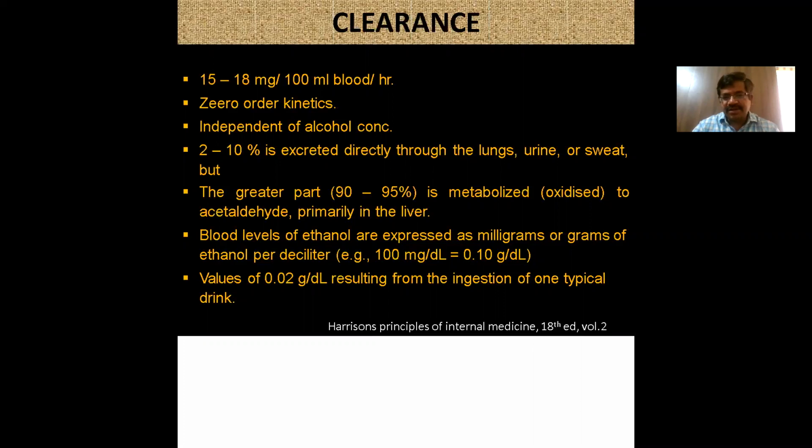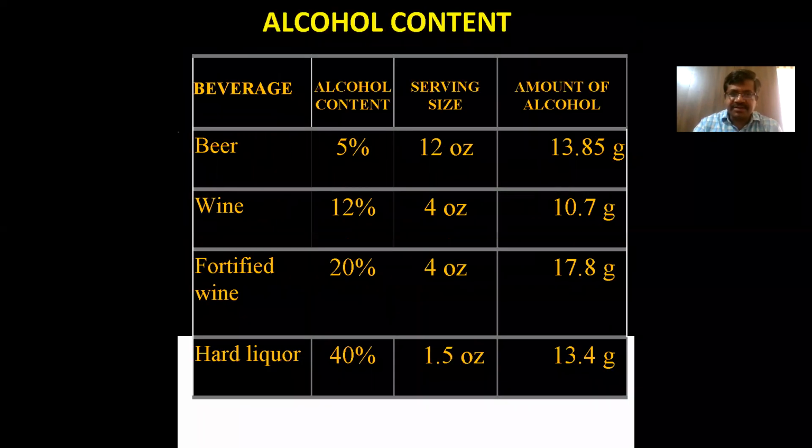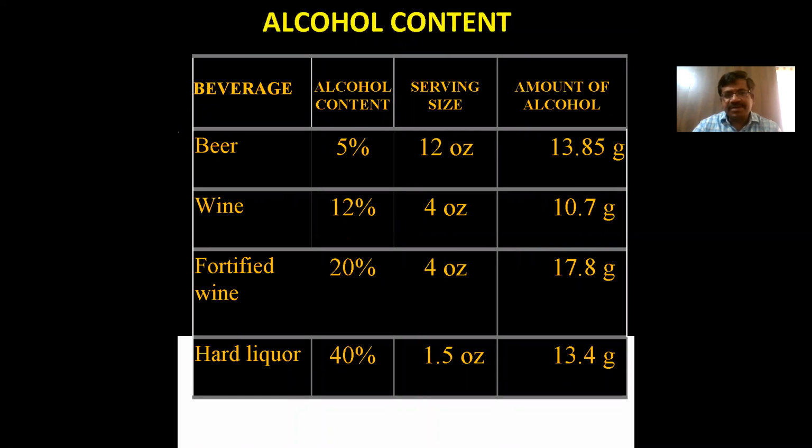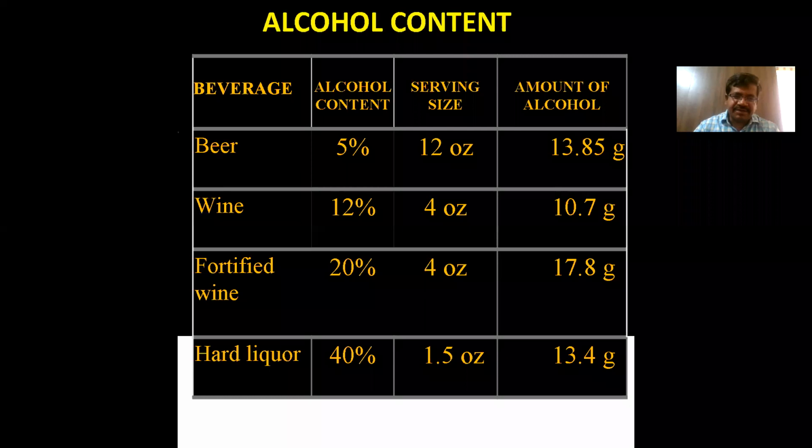The blood levels are also expressed in milligrams or grams, as we have seen. So 0.02 gram per dl can result from one typical drink, the quantification. And this is the overall picture of the different alcohol preparations, the beverages that we usually use. You can see that from beer to hard liquor, the alcohol content varies. It starts from 5%, maybe even less for a few preparations. You can see the hard liquor around 40%. It may go around 42, 43%.